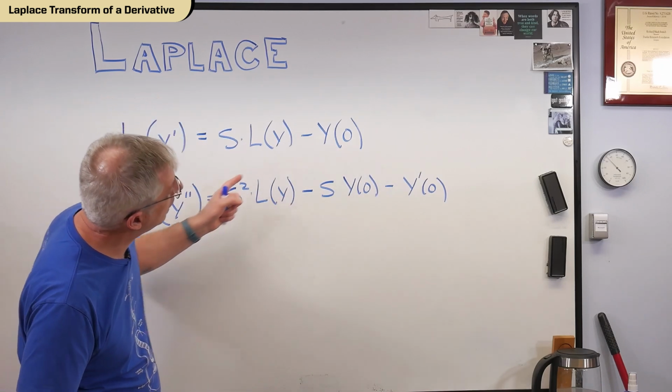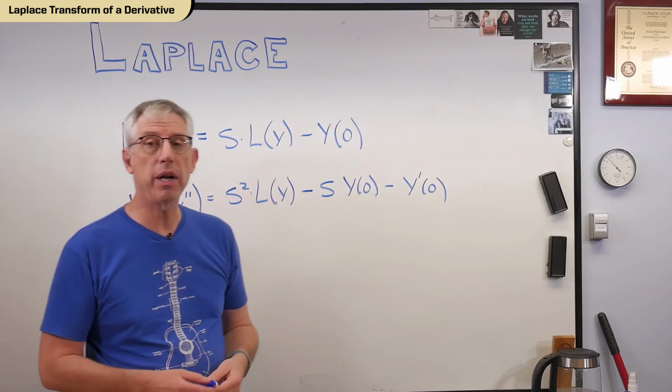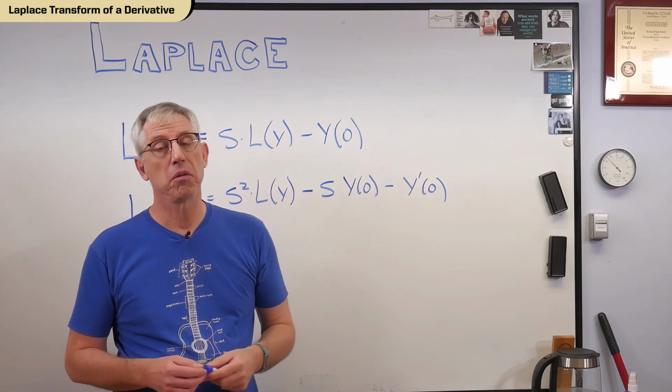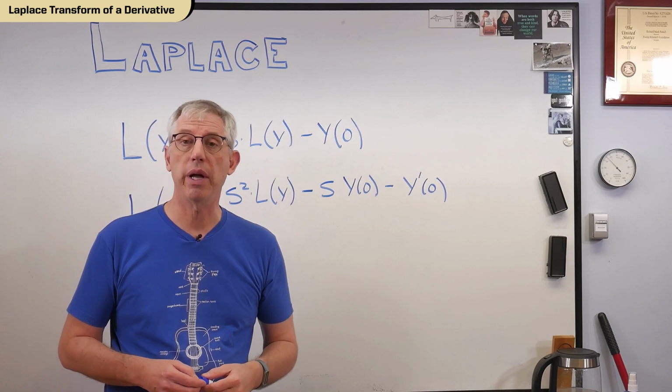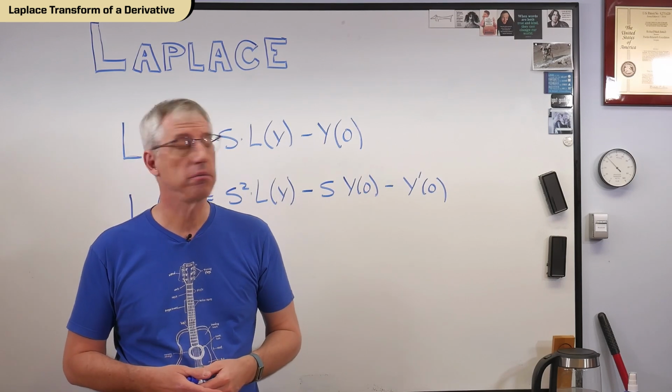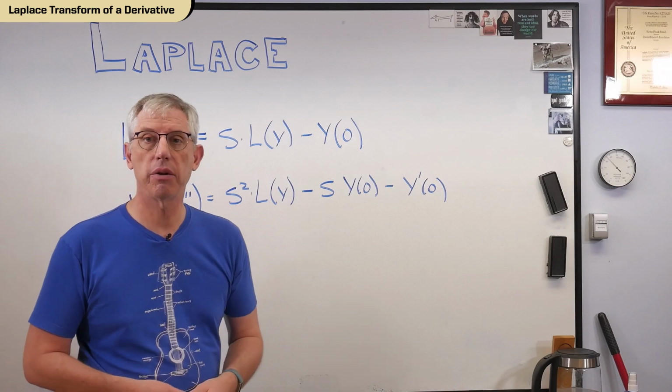So, if initial values are already part of the transform, stands to reason that this would be a good way to solve initial value problems. Let's try it.